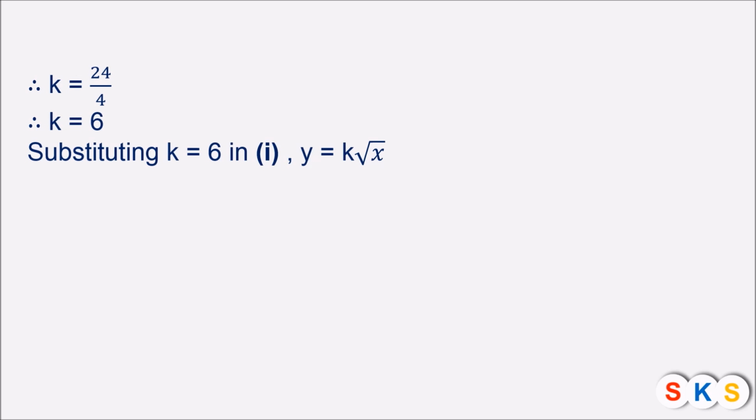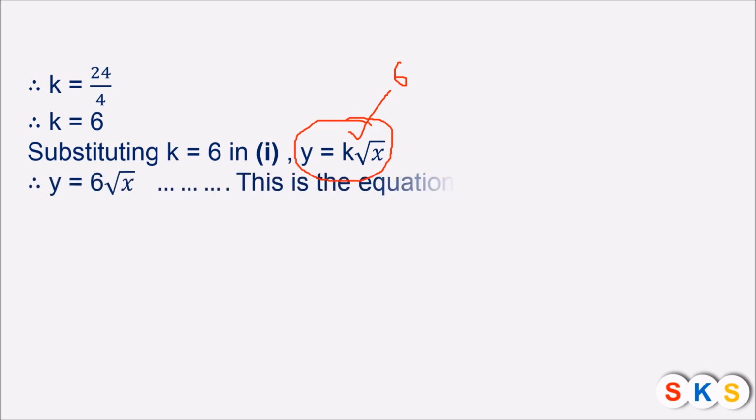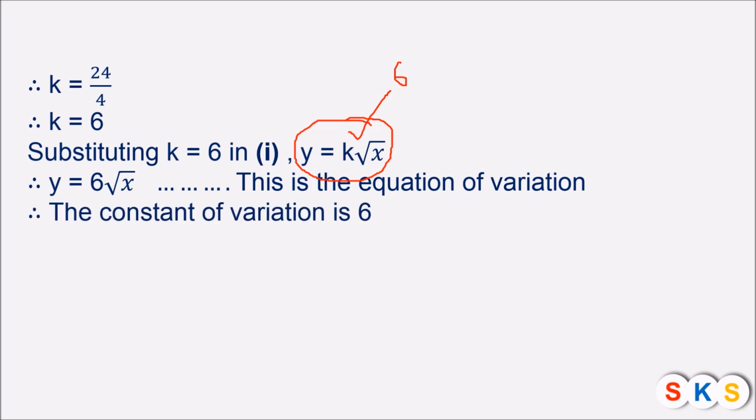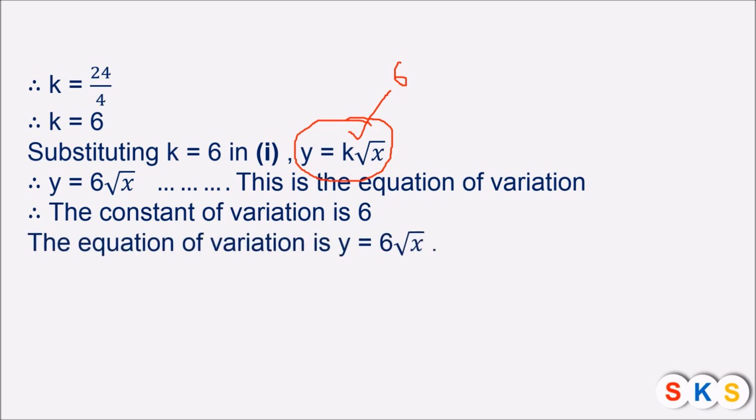So now substituting k equals 6 in equation number 1. What is equation number 1? Y equals k root x. Here we substitute the value of k as 6. So what would be your equation? It would be y equals 6 root x, and this is called the equation of variation. So now I know the constant of variation, that is k, that is 6, and the equation of variation is y equals 6 root x.